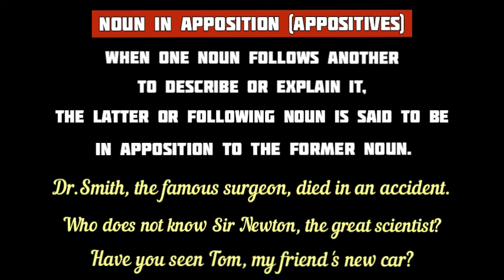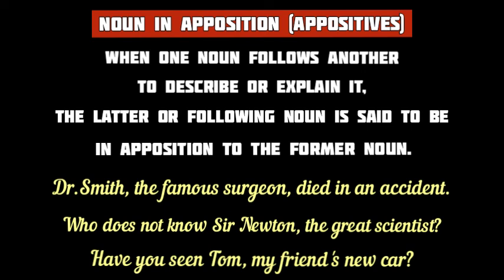For example, in the first sentence on your screen, the noun phrase, the famous surgeon, is in apposition to the proper noun Dr. Smith. And since Dr. Smith is the subject of the sentence and in the nominative case, the noun in apposition, the famous surgeon, is also in the nominative case in this sentence. But in the second sentence, the noun phrase, the great scientist, is in apposition to the proper noun Sir Newton, which is the object of the sentence. So the appositive, the great scientist, is in the objective case here.